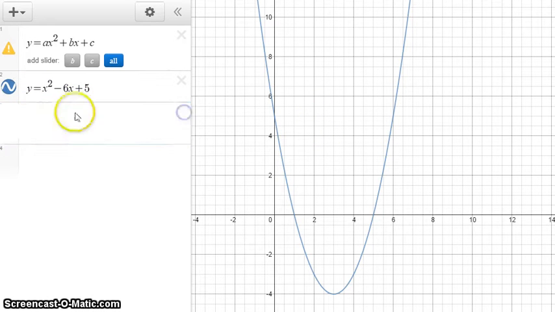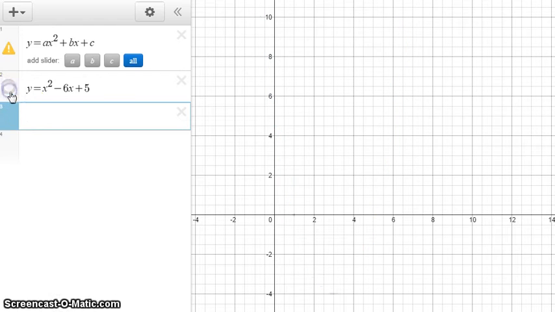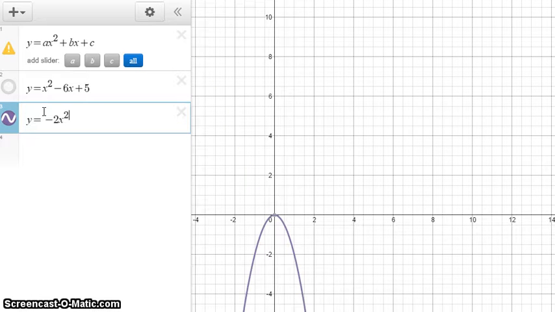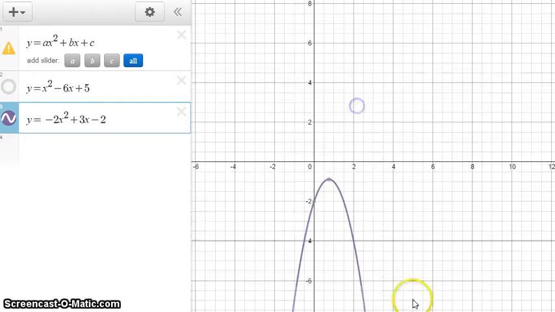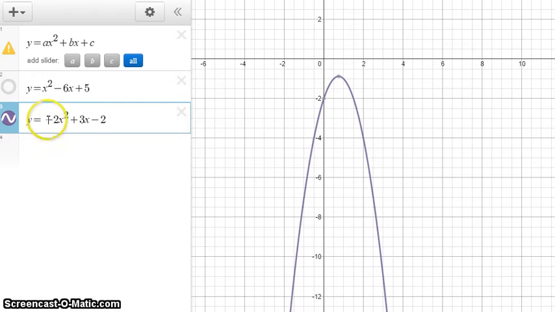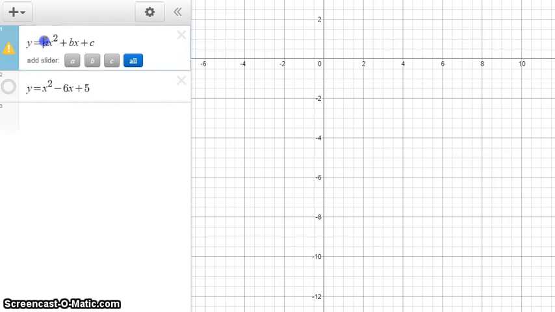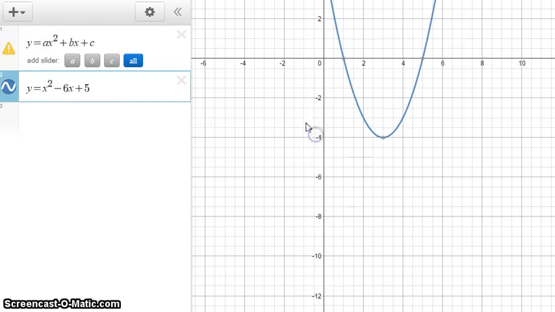So let's change this a little bit. Let's turn off the blue graph. Let's say I have y is equal to negative 2x squared plus 3x minus 2. I'm just making something up right now. As you can see, I have this parabola, and since my leading coefficient is a negative number, negative 2, my graph opens down. So we look at a, which is my leading coefficient, to know if my graph is going to open up or down.